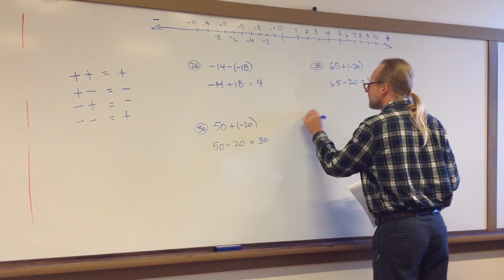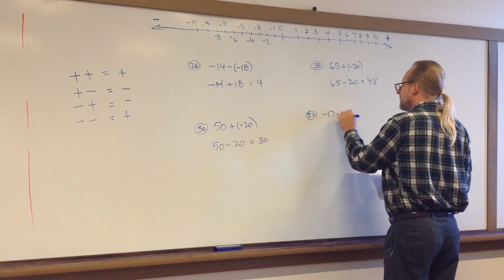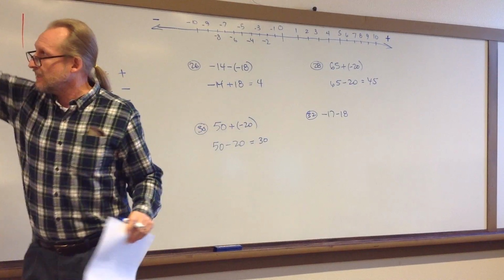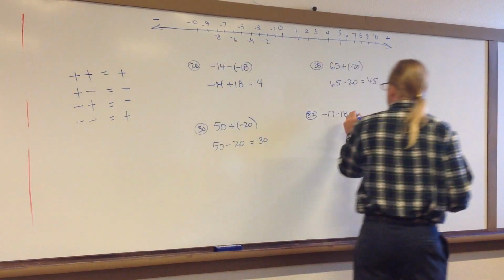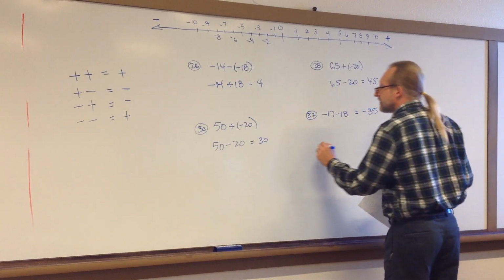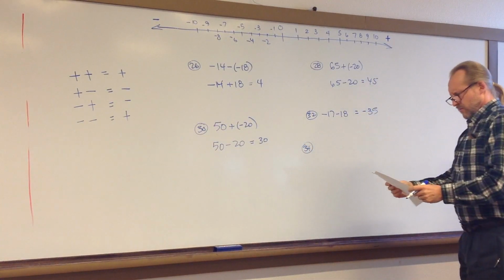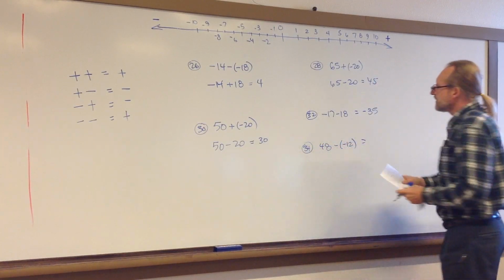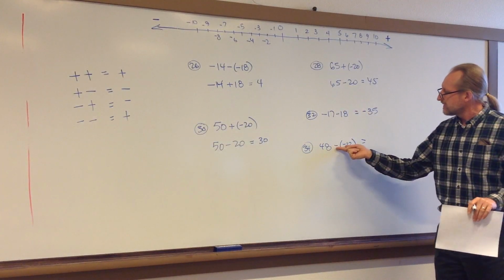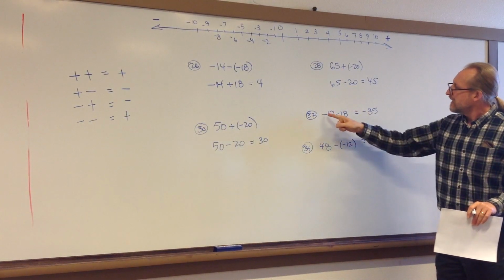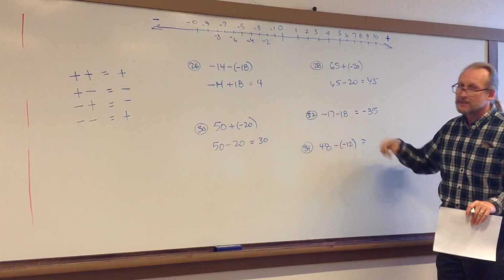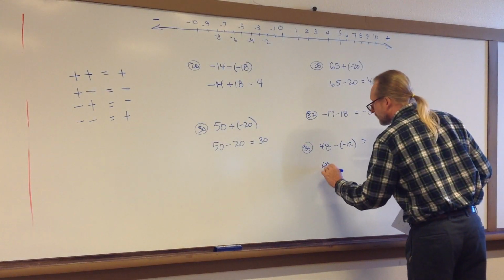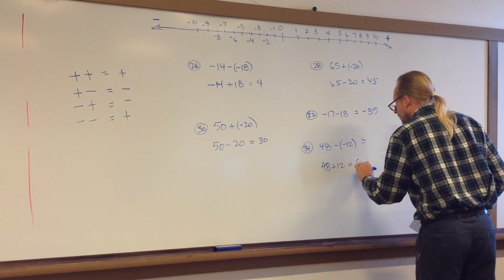Okay, problem 32 is a little bit different. Negative 17 minus 18. So this is like you're starting at a negative 17, and then that minus 18 takes you further off into the negative numbers, out to negative 35. Problem 34, 48 minus negative 12. Notice the difference between these two. Here, this is a double negative in front of one number. Here, this negative's in front of the 17, this one's in front of the 18, and so that's not a double negative, all right? Here, this is 48 plus 12, which will give you 60.